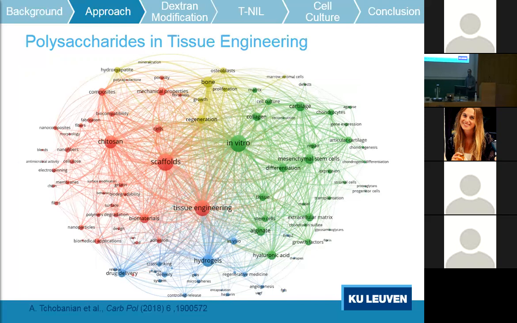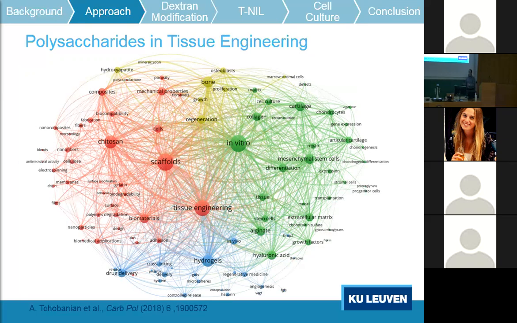And then I did a form of meta-analysis, where I extracted text-based information from roughly 11,000 articles on the use of polysaccharides in tissue engineering. And what you see in front of you is an example of some of that data. This is what would be called a keyword co-occurrence network.